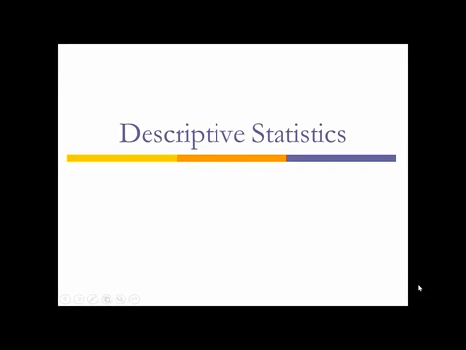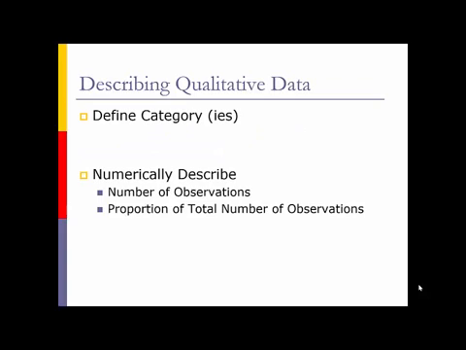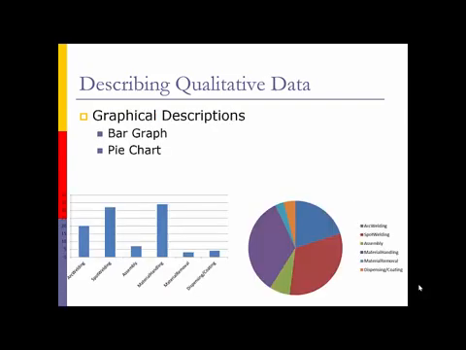All right, let's do just a really quick how to describe data. So for qualitative data, we have to define our categories such that each observation, each data point collected, falls into only one of those categories. And then we can numerically describe those via the number of observations or the proportion of those observations. And it's usually in either a bar chart or a pie chart, as seen below.